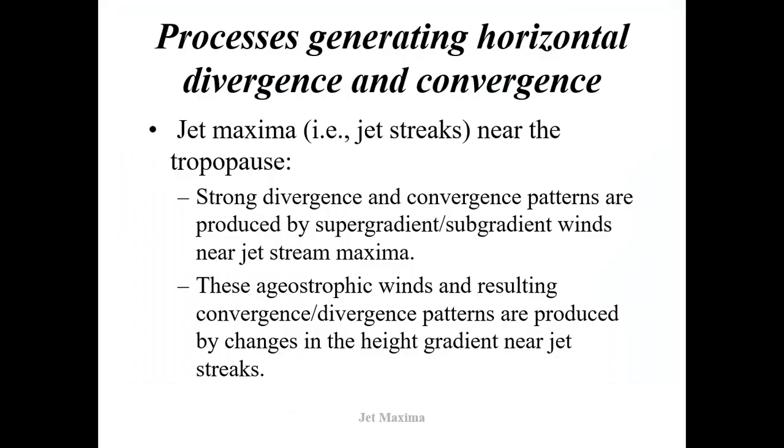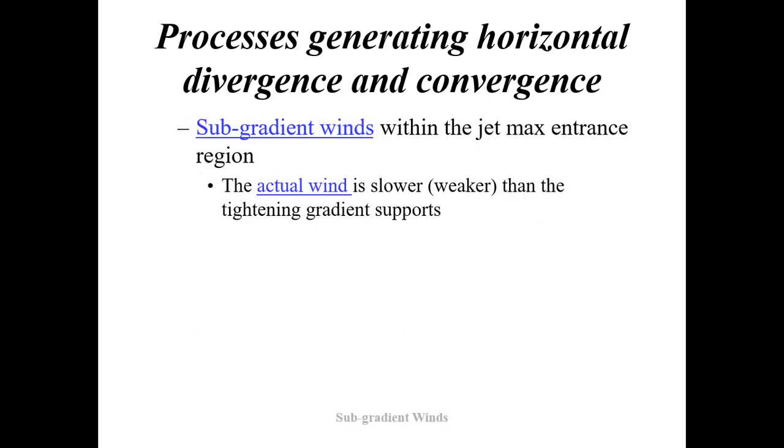Right, so with jet maximums, keep in mind, these jet streaks, these faster moving areas within the jet core or jet axis, are located near the tropopause. You get strong divergent and convergent patterns that are produced by these. When we're talking about jet maxes or jet streaks, we're talking about areas where the wind is rapidly increasing or decreasing. And we call these super and subgradient winds at the jet stream maxima. This results in a temporarily out of balance situation in the ageostrophic winds and results in convergent and divergent patterns produced by changes in the height gradient near the jet streaks.